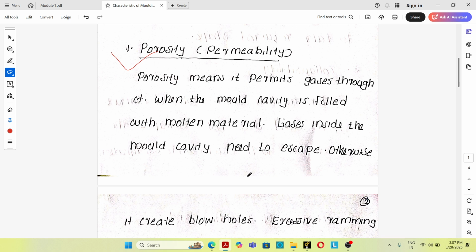At that time, the gases inside the mold cavity should escape through the sand mold. If the sand mold is not permeable, it will not permit the gases to escape from the mold cavity. It will cause a defect known as blowhole. Improper ramming: during the sand casting process, we ram the sand. If the ramming force is higher, the permeability will decrease.